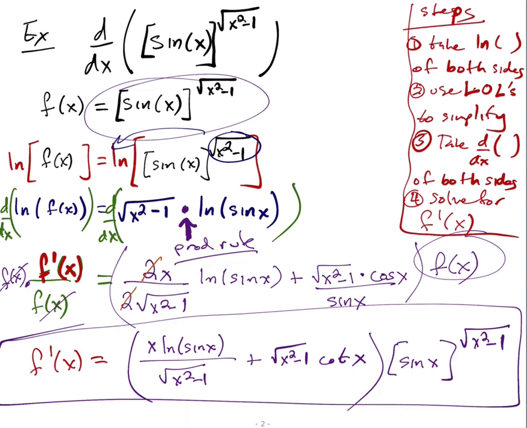Yes? Ln of, where did I get it? It's from the product rule. Wait, this one right here? Yeah. So it's from the product rule from these, right? So we got the derivative of the first function times the second function. Oh, okay. And then plus the first function times the derivative of the second. Yeah?